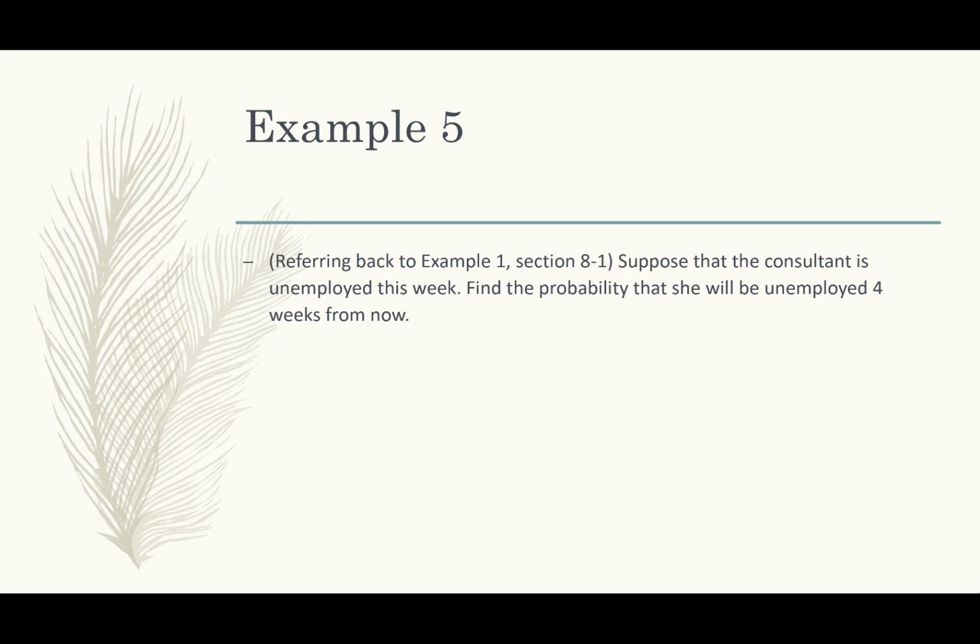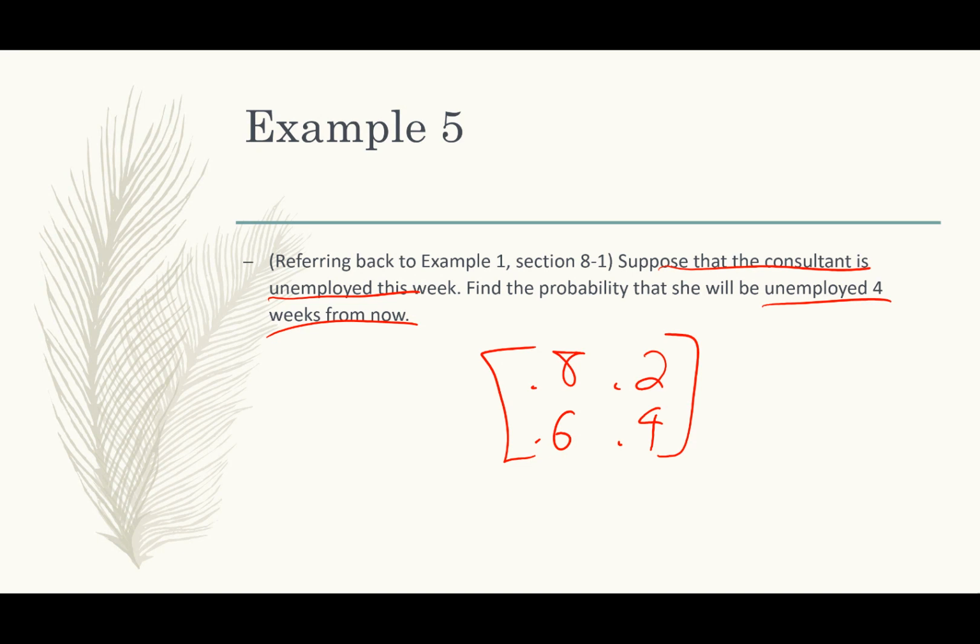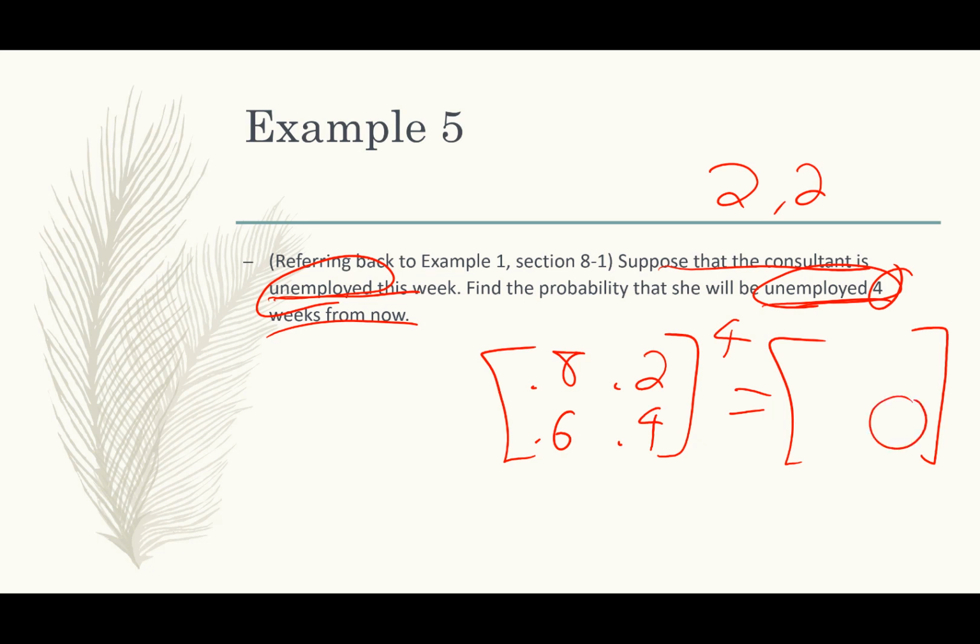Okay. All right, and this last example, example 5, this is real quick. So we're going back to the example 1 matrix, which is 0.8, 0.2, 0.6, and 0.4. And it's asking: the consultant is unemployed this week. Find the probability she's unemployed 4 weeks from now. So we're going to take our matrix and raise it to the 4th power, since we're looking at the 4th week. And whatever matrix we get, we're looking for unemployed to unemployed. That's the 2-2 spot, so it'll be the bottom right.